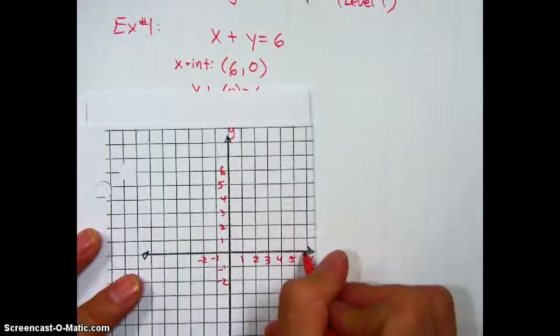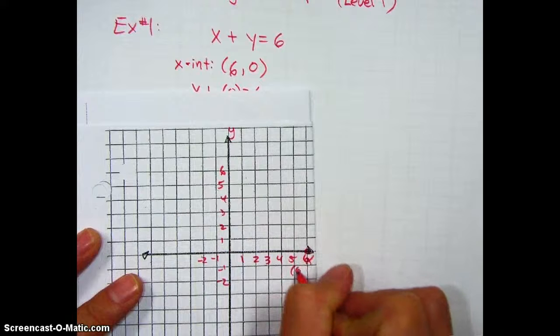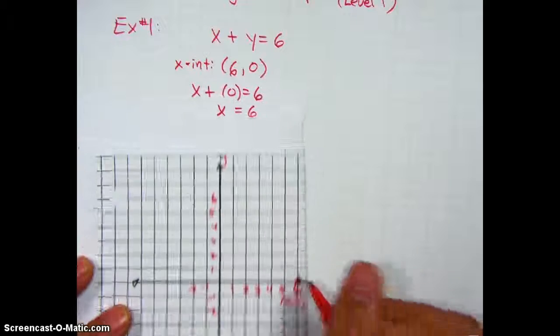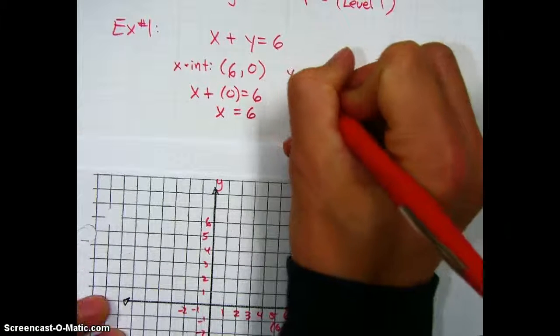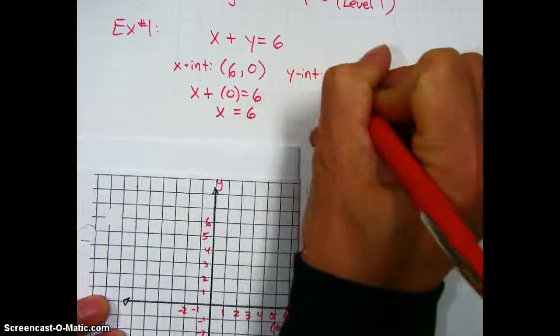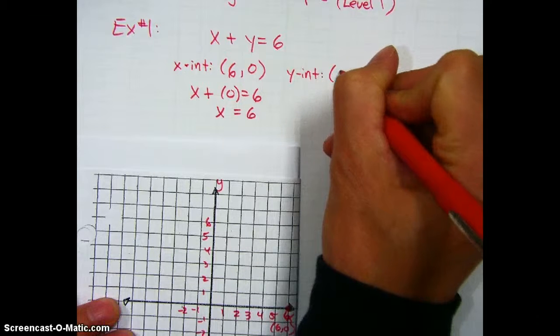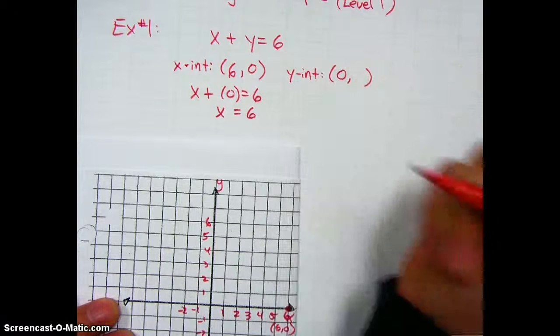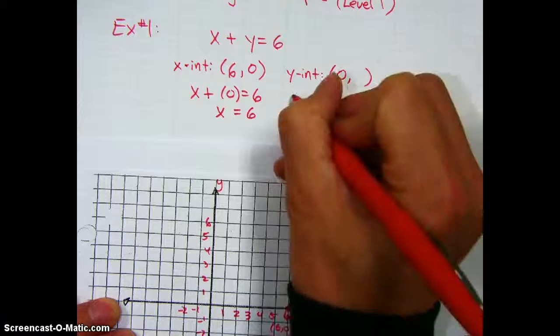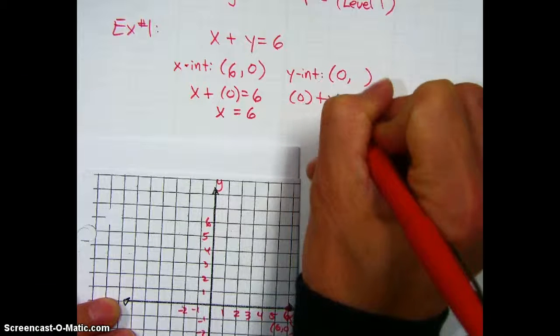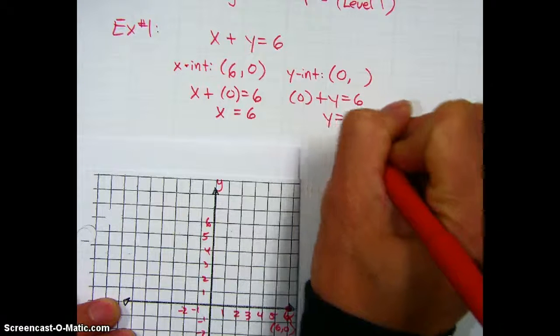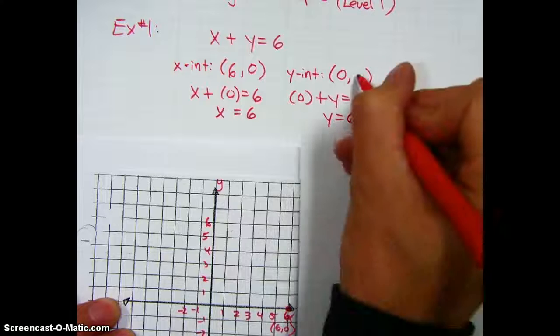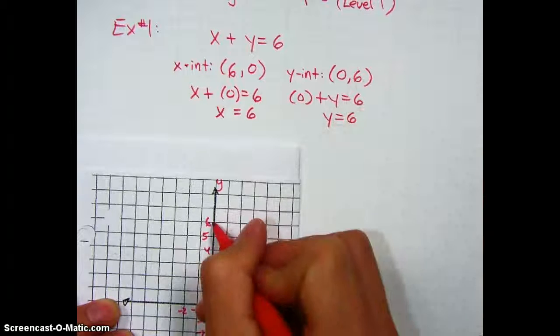I go to (6, 0). I put a point there, and I label it. Done. Now, how about my y-intercept? What happens if I have the other extreme, where I have nothing of the x and all y? How much would I have to have? Well, you might have guessed it. It's going to be 0 plus y equals 6, which tells me y is 6. That's the extreme. So that's the other point, (0, 6).